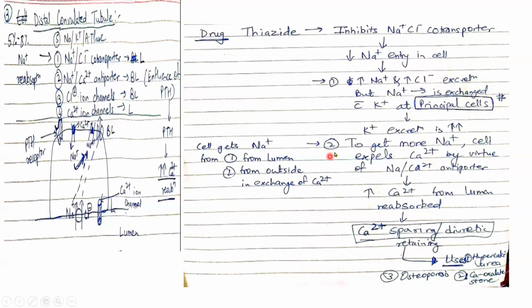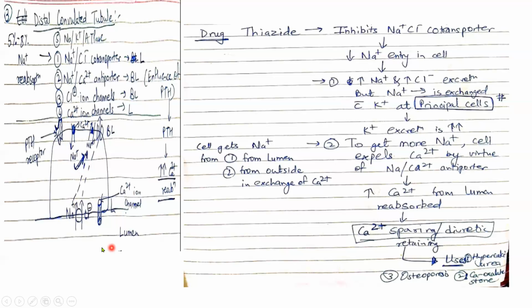Second consequence: as we were saying, this cell is getting sodium from where? From the lumen and from outside, in exchange for calcium. Now what has happened? You are limiting one source of sodium for the cell. So the cell is starving of sodium now. The cell requires sodium, so how will it get sodium? It tries to get more and more sodium from this particular source. How will it get it?